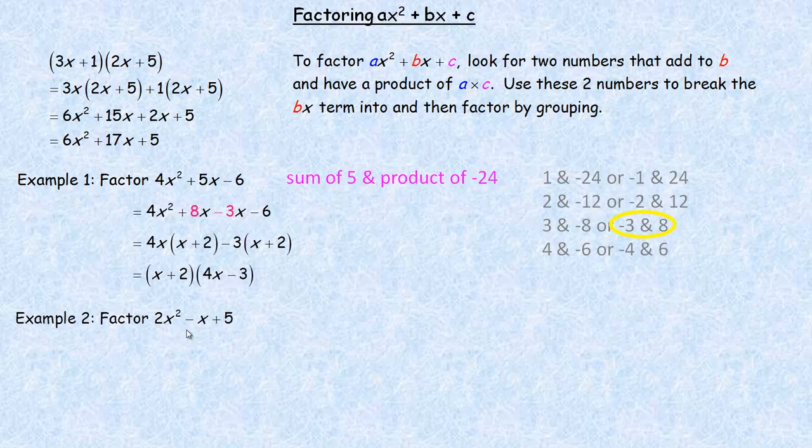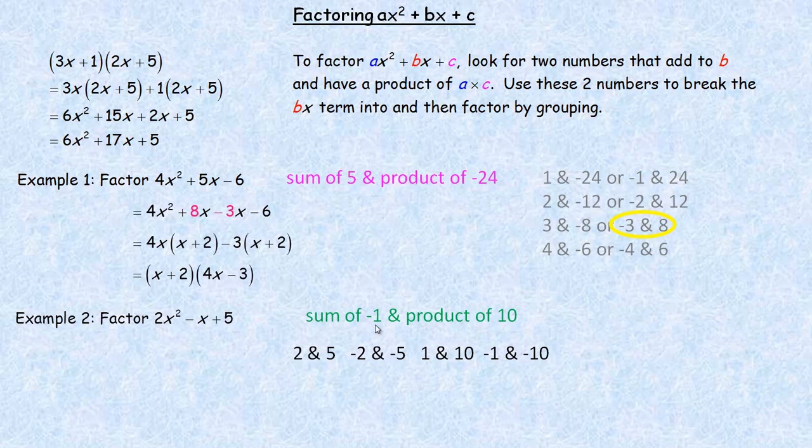Next one, example 2, we're asked to factor 2x squared minus x plus 5. So the numbers we're looking for have a sum of negative 1 and a product of 10. 2 times 5 is 10. And so I'm going to list all those numbers again. There actually aren't that many pairs of numbers that have a product of 10, integers anyway. And so it would either be 2 and 5, negative 2 and negative 5, 1 and 10, or negative 1 and negative 10. That's all the possible pairs of numbers that multiply to 10.